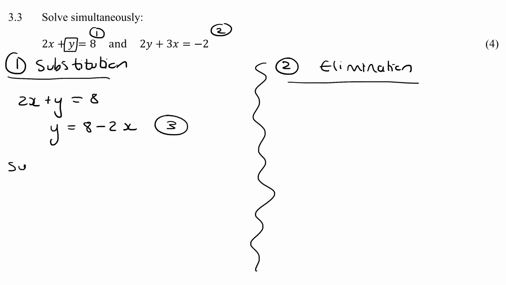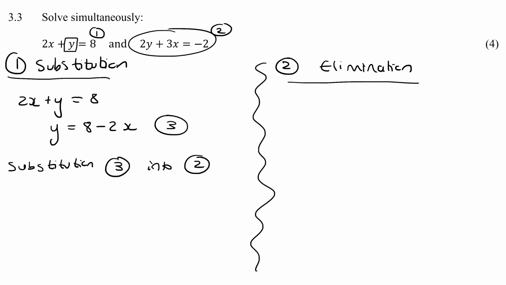I'm then going to substitute, hence we call it the substitution method. We're going to substitute that new equation into the equation over here that we haven't yet used. We haven't yet used number 2. Okay, so what does it mean to substitute? It means to replace. So we're going to replace y with 8 minus 2x, because you see how they are equal.